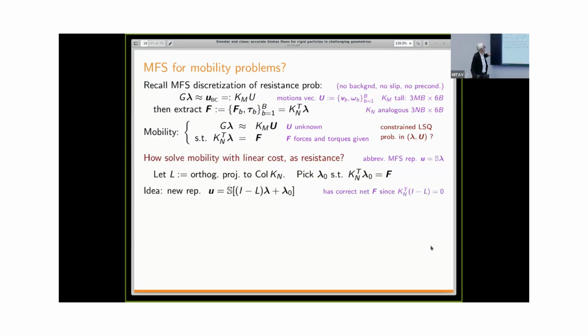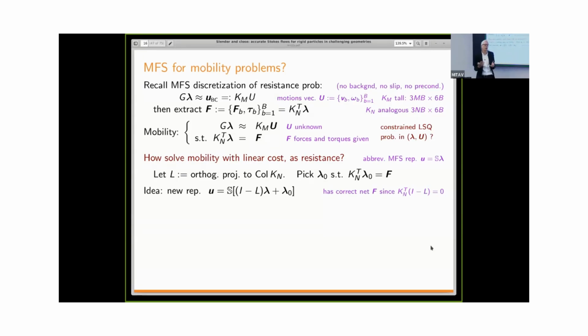What we do is we actually pick a different representation. So this was one of our contributions, is to show how with the method of fundamental solutions you can solve mobility problems. So remember the representation, U equals S lambda. That's what I summarized there. Okay, you set up the orthogonal projector to this, it's the projection onto the column space of this K. So, and then you just need to pick any set of source strengths that gets the right forces and torques.